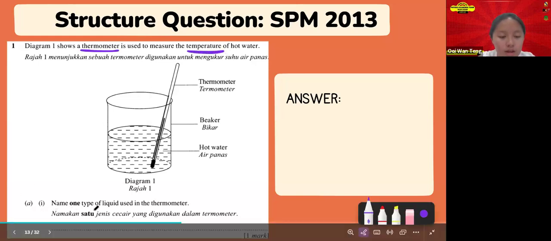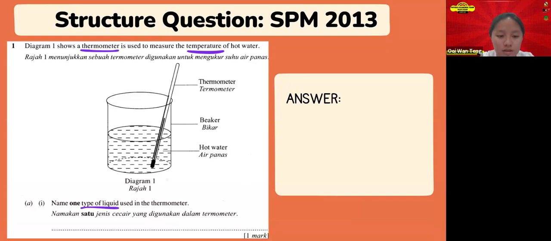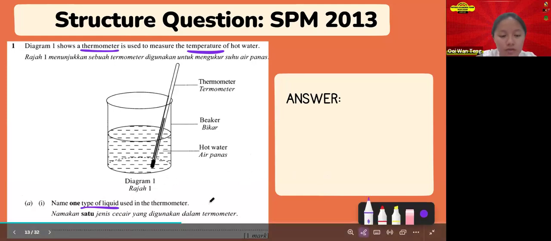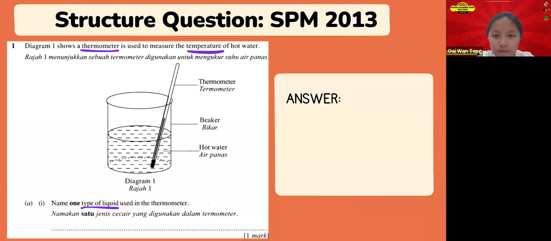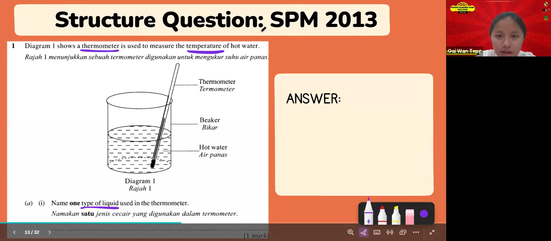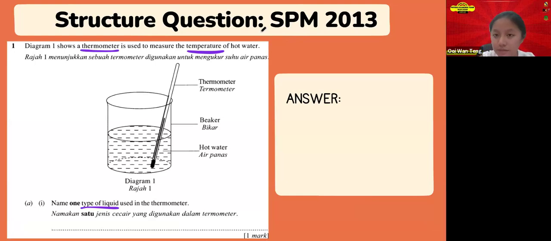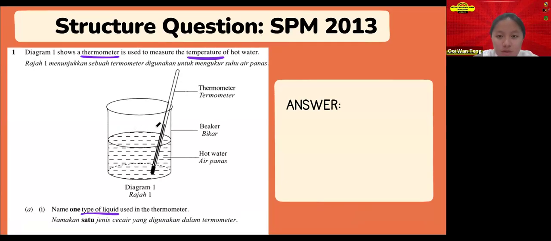So the first question, name one type of liquid used in the thermometer. So the keyword here is the type of liquid. I've explained the types of thermometers just now, which is the liquid in glass thermometer, and there are two types of liquid used, which are mercury and alcohol. So which type of liquid is suitable to be used in a thermometer? Does anyone know the answer? You can type it out in the chat. Yeah, mercury thermometer is correct.